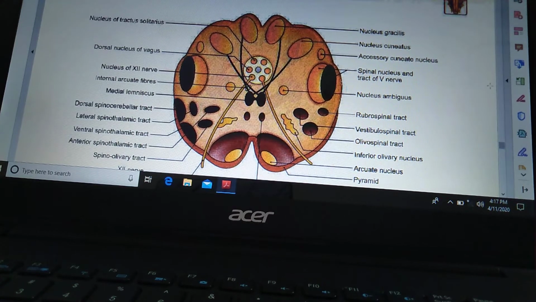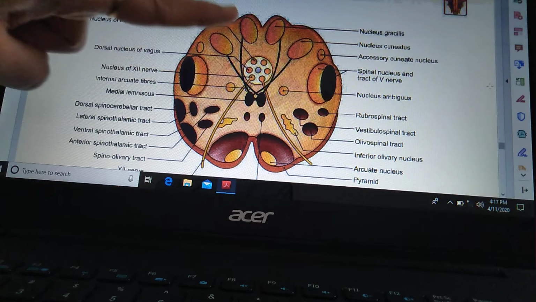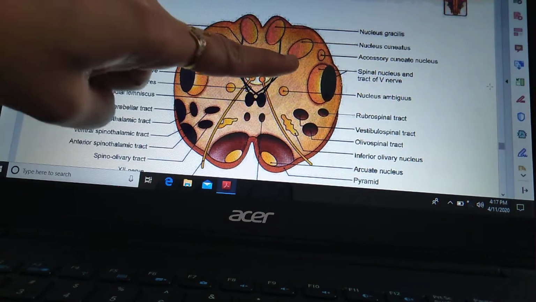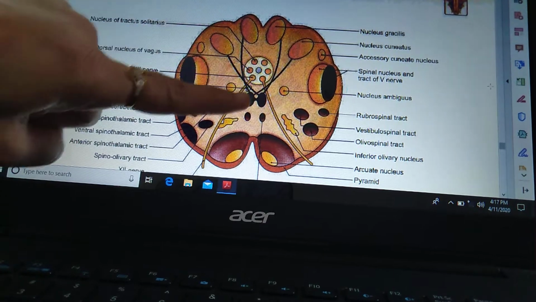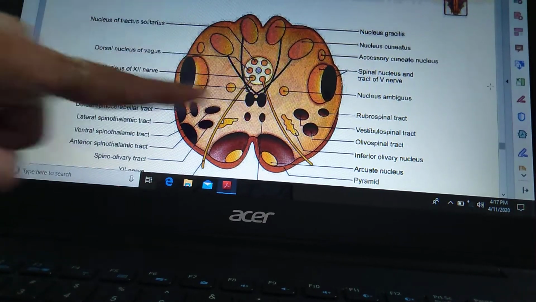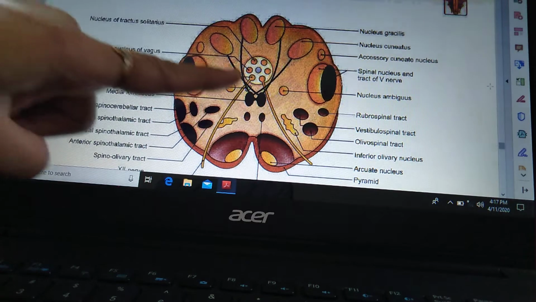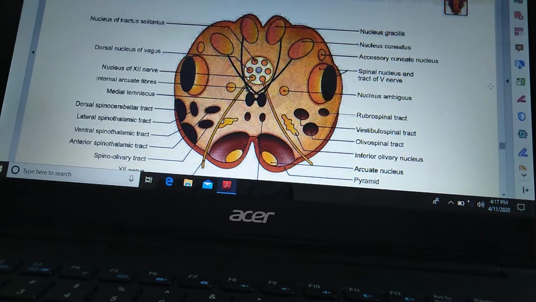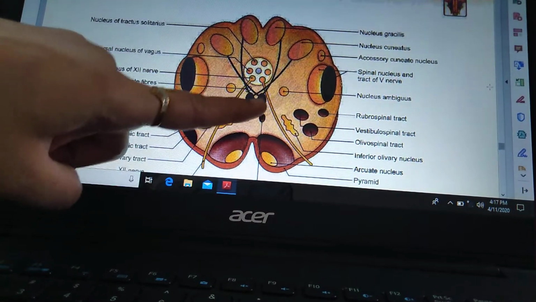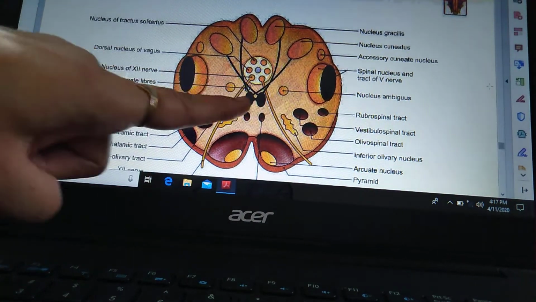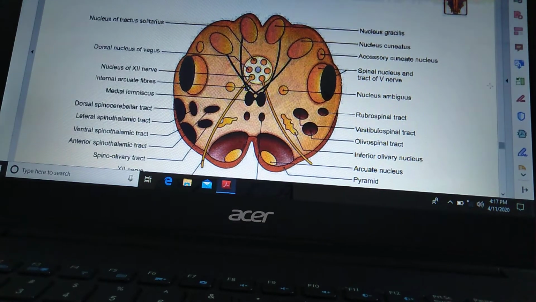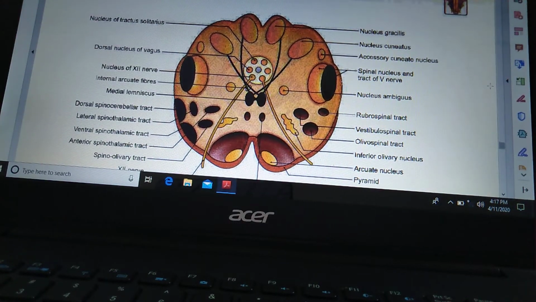The nucleus gracilis and the cuneatus, it gives rise to the internal arcuate fibers, right? Here from the nucleus gracilis and cuneatus, you can see the fibers are emerging, right? So these are called the internal arcuate fibers, and they cross to the opposite side, right? You can see that, where they form a paramedian band of fibers that is called the medial lemniscus, right? So this is the medial lemniscus that is formed by the internal arcuate fibers.